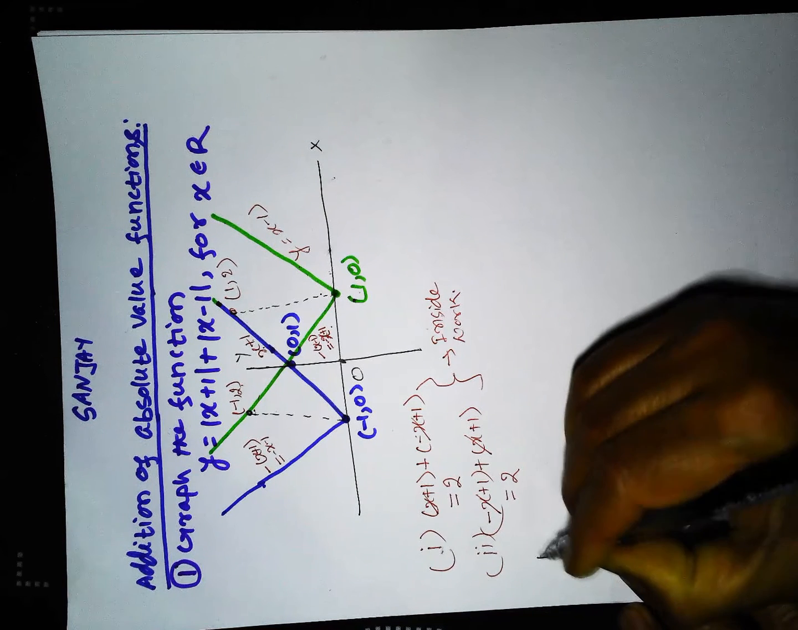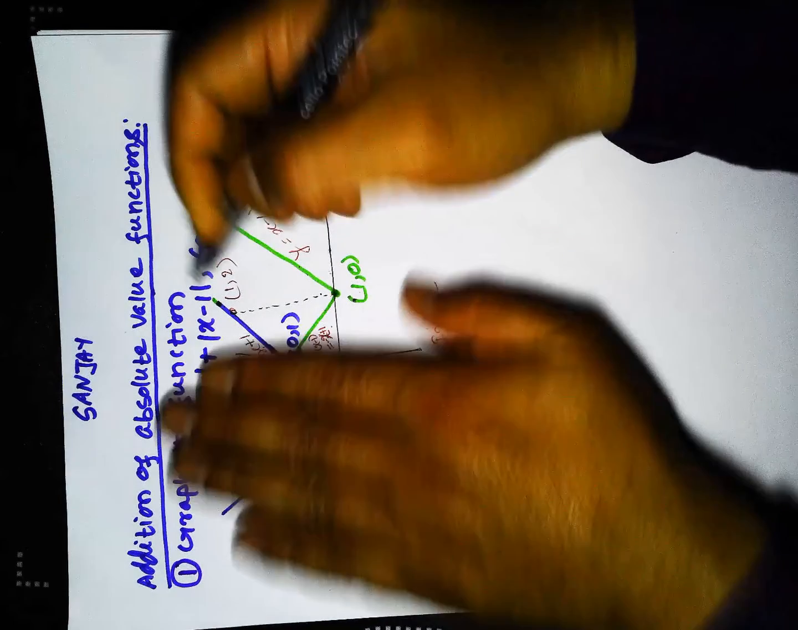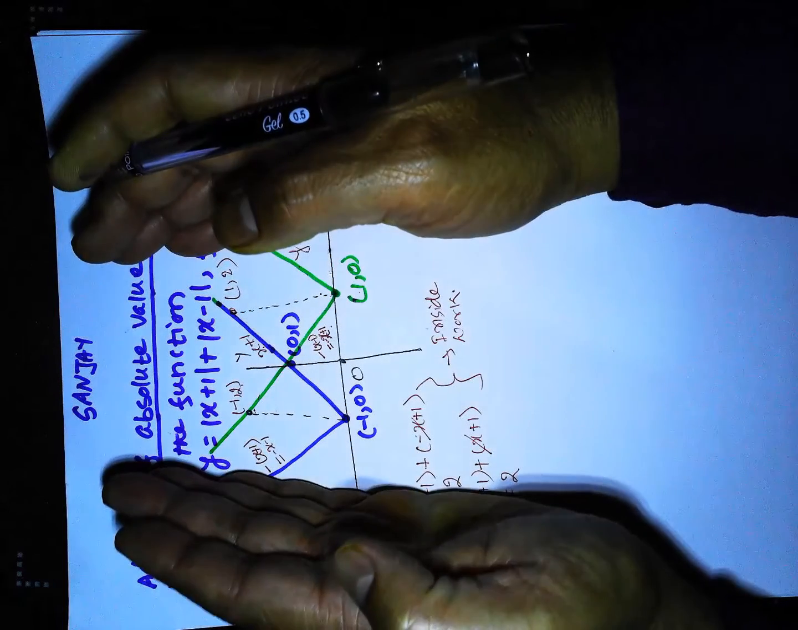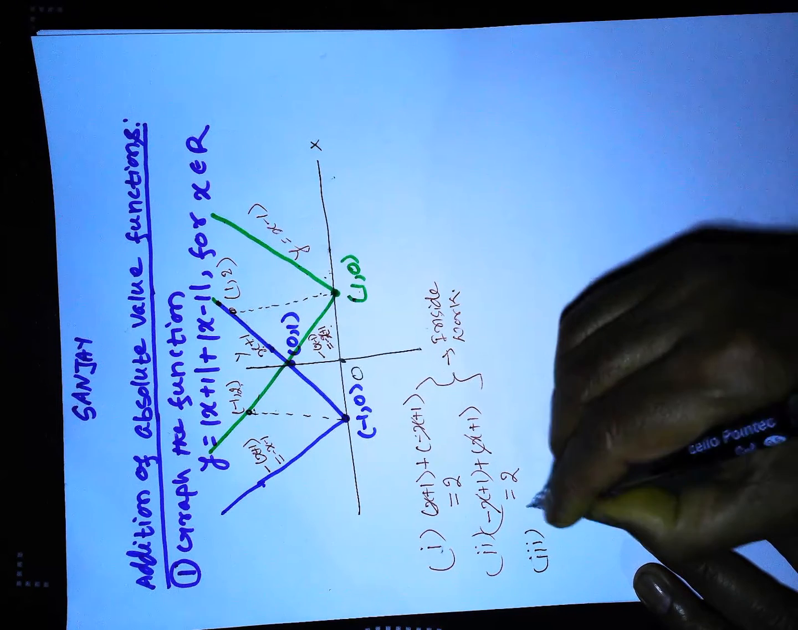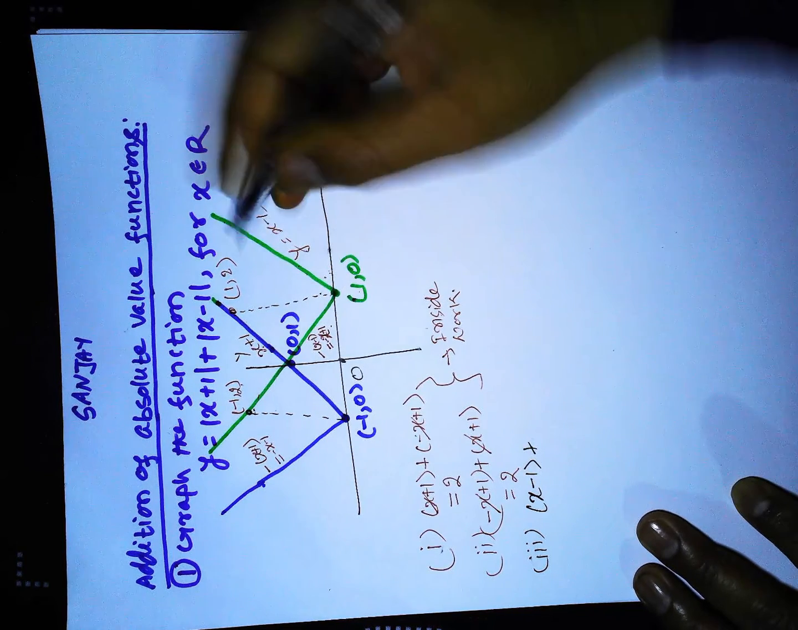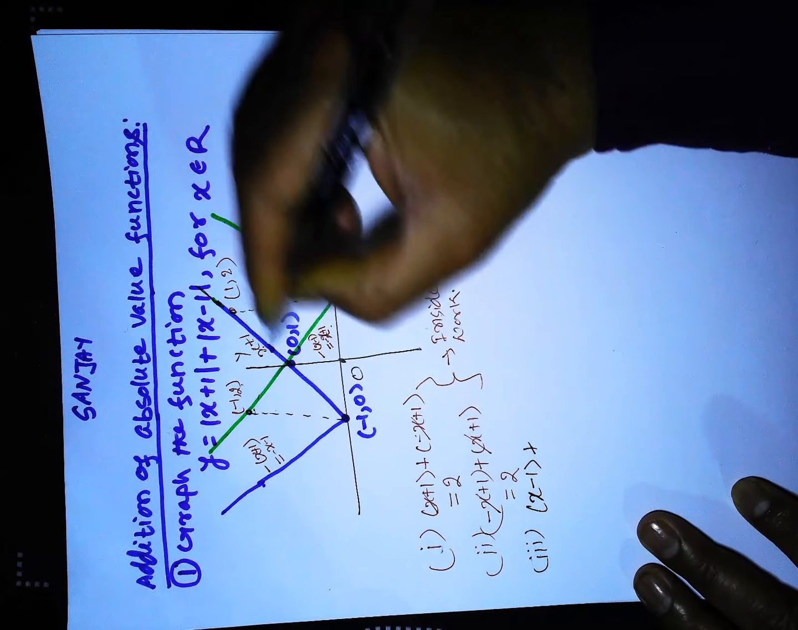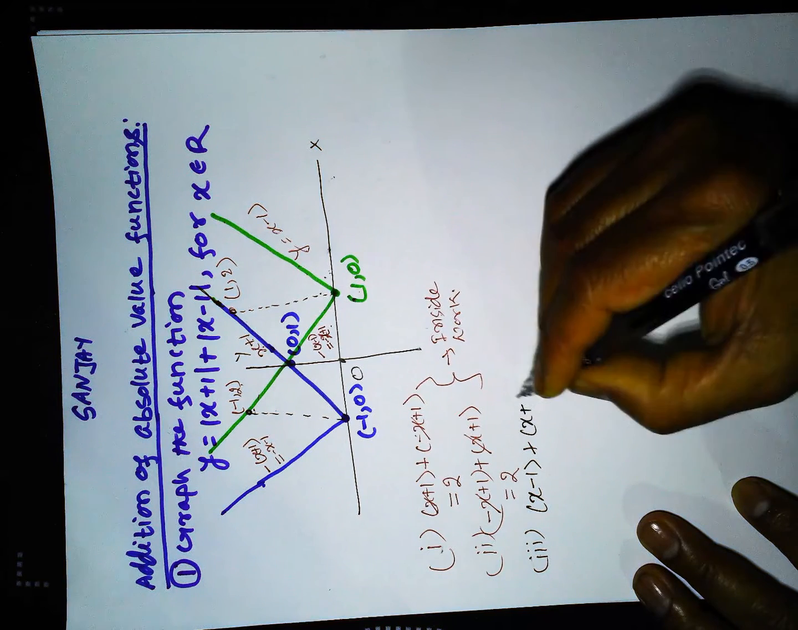You must understand the story of inside and outside work. We are adding the part of the line within this boundary, and the part of the lines beyond this boundary. So now we'll add the part of the line outside of this boundary. For the outside of this boundary, you can see one equation is x minus 1, so the equation of this line is x minus 1, and the equation of this line is x plus 1.